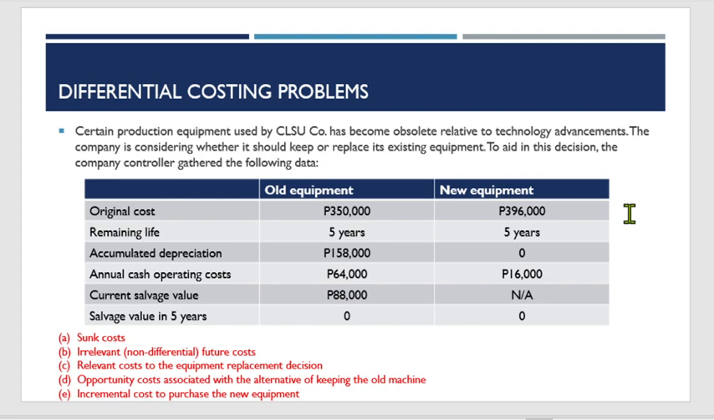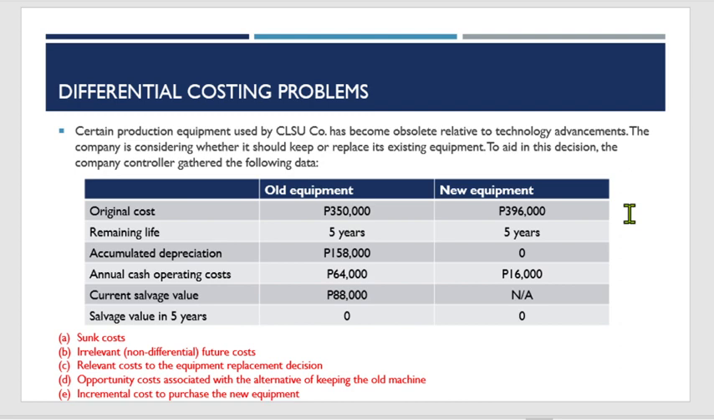Next, D. Opportunity cost associated with the alternative of keeping the old machine. Okay. Ano daw ang opportunity cost naman kapag kinip ko itong old machine, hindi ako bumili ng bago? Opportunity cost is the benefit forgone. Ano yung mawawala sa akin kapag niretain ko itong old equipment? Ano yung benefit na hindi ko na makukuha? The answer is the 88,000 salvage value.